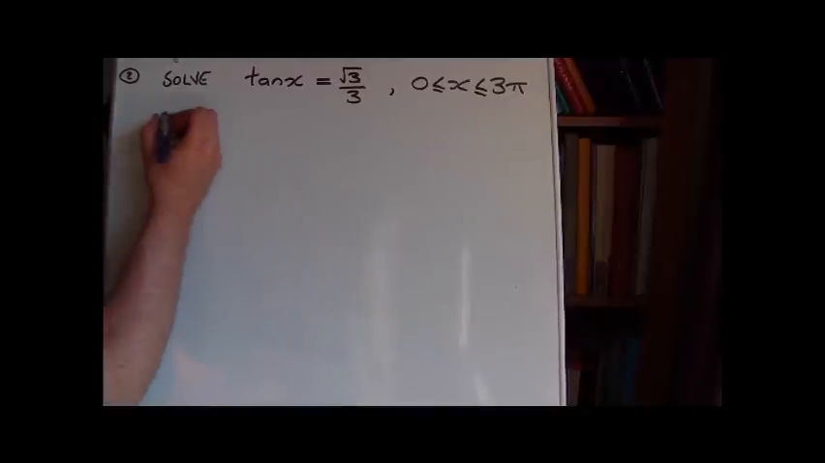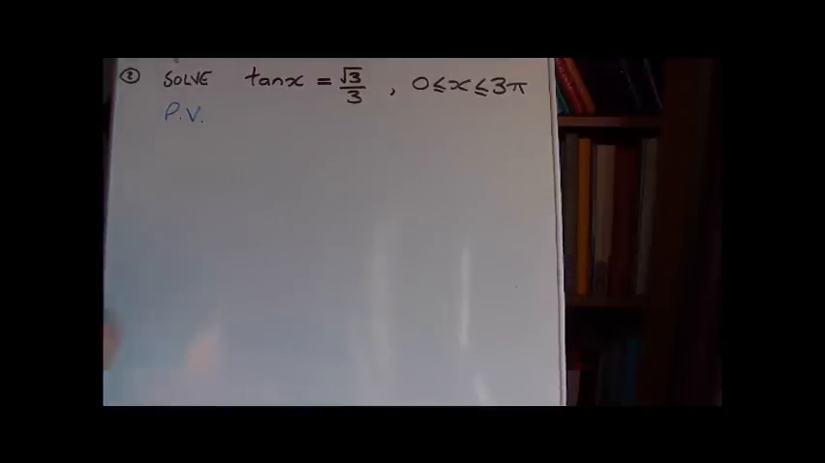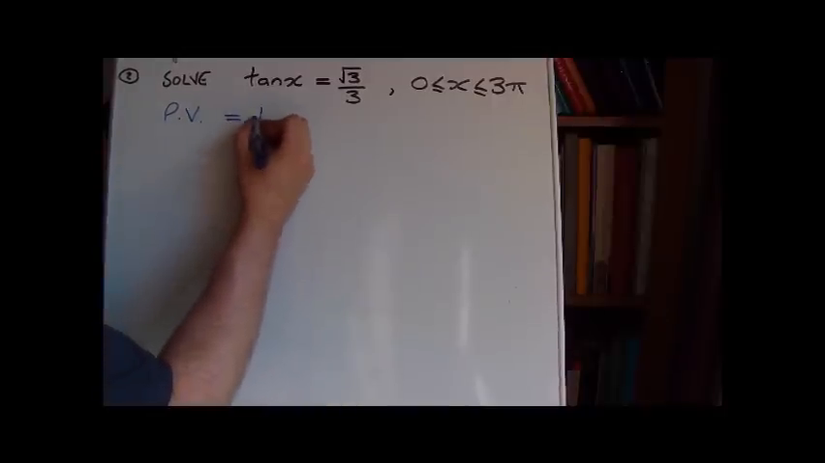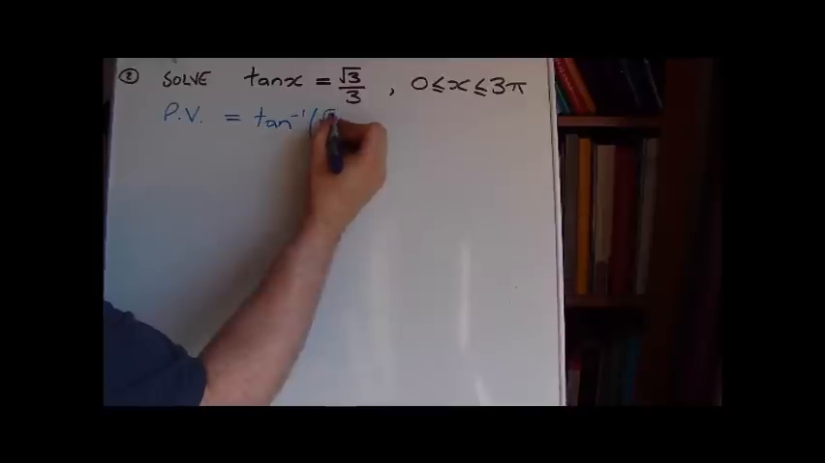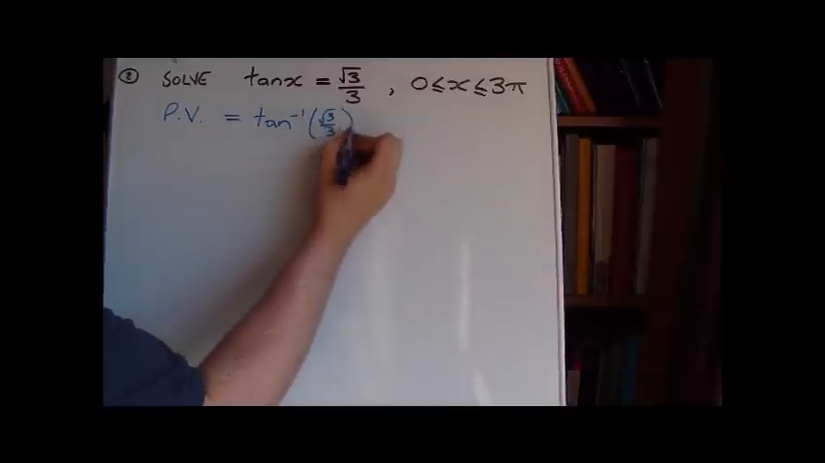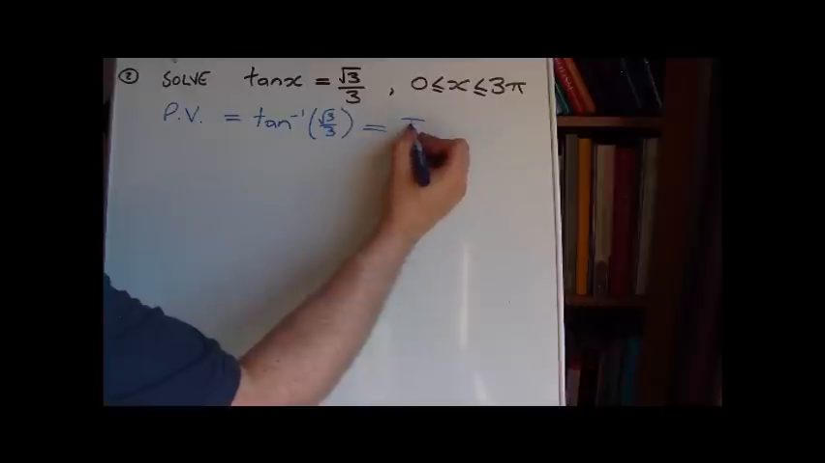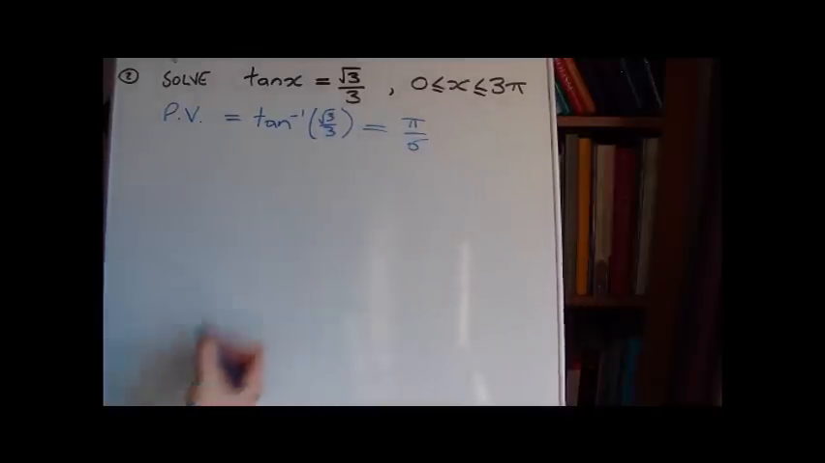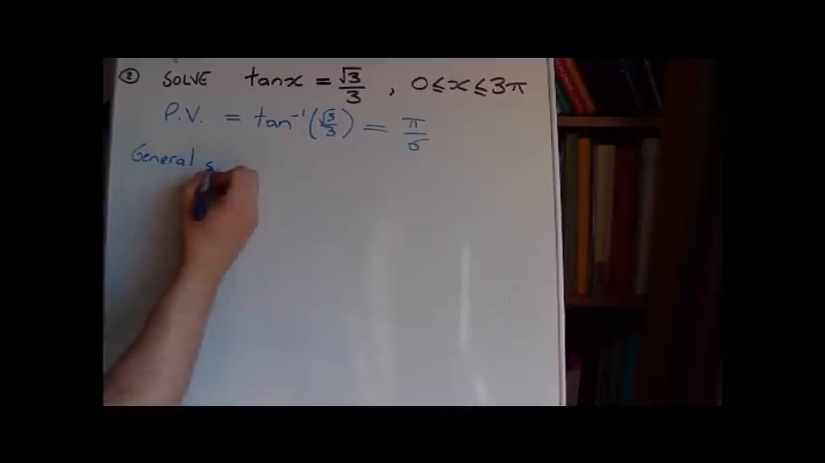We begin by finding the principal value. When we're using radians, the principal value is tan to the -1 of √3/3. That should be inverse tangent. And in radians, that has a value of pi/6 radians. The general solution is how we'll find the rest of the solutions.